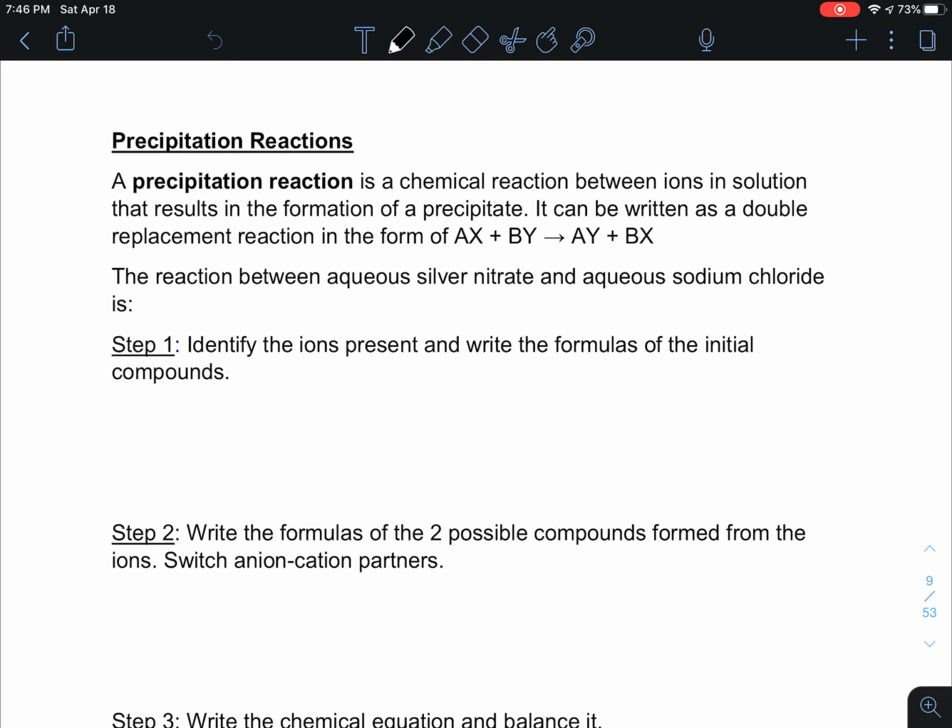So the reaction between aqueous, which means dissolved, silver nitrate, and aqueous sodium chloride. Let's identify the ions present and write the formulas of the initial compounds. So the initial compounds are silver nitrate and sodium chloride, so NaCl. And these are both aqueous. And so this first step, what they're asking is, what is going to be this reaction?